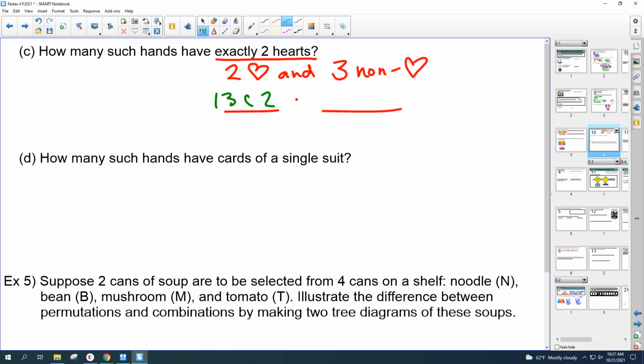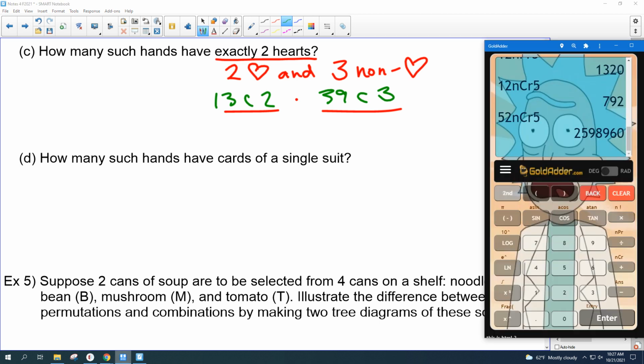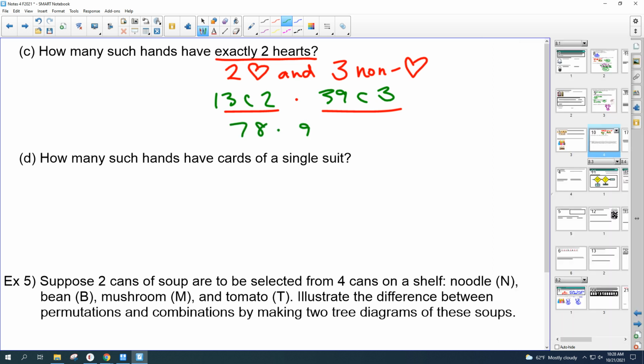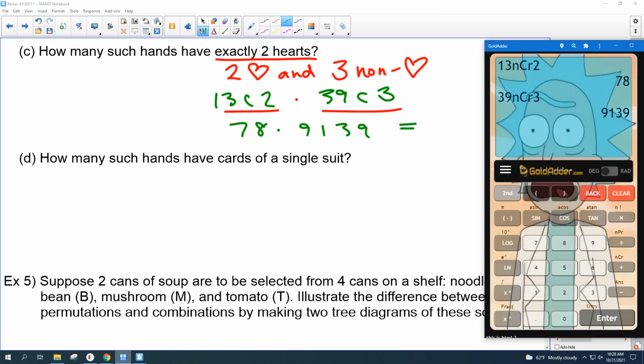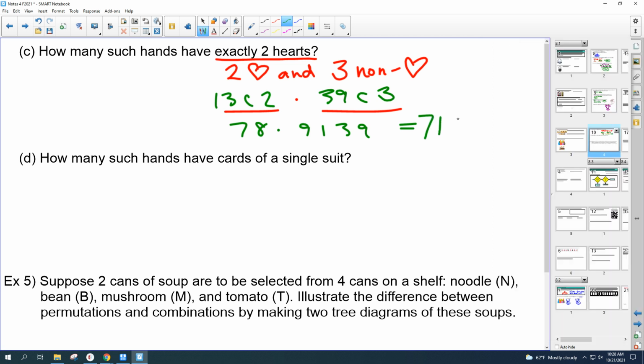And times. I also want 3 other cards, 3 non-hearts. So I want 3 cards out of how many other cards are there? How many? 39. Very good. 39 choose 3 because order does not matter. 13 choose 2 is 78. 39 choose 3 is 9,139. So we've got 78 times 9,139, which is 712,842. There are that many ways of getting a 5-card hand with exactly 2 hearts.